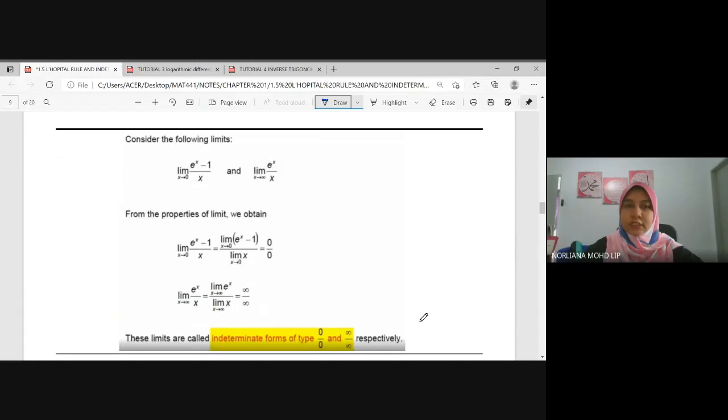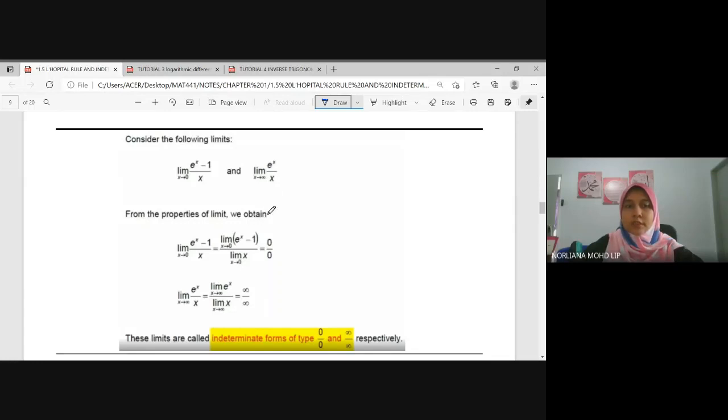Okay, look at this example. Consider the following limit: the limit of e to the power x minus 1 over x, where x approaches 0. And also the limit of e to the power x over x, where x approaches infinity.